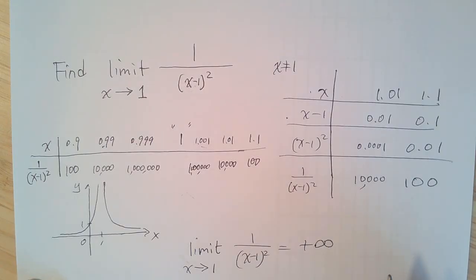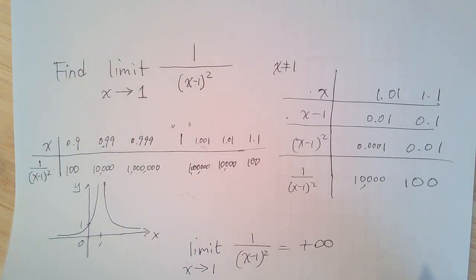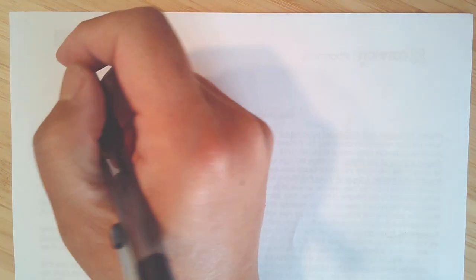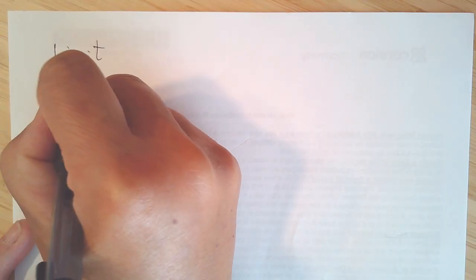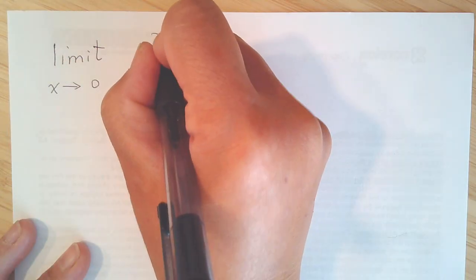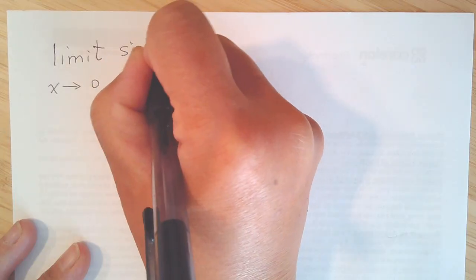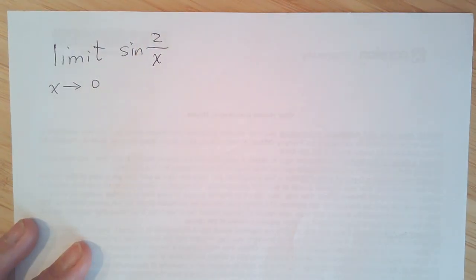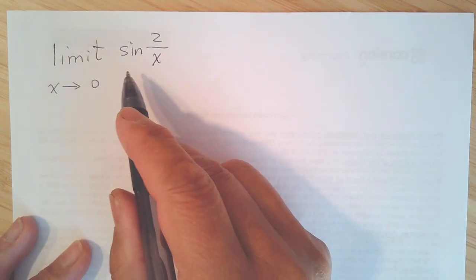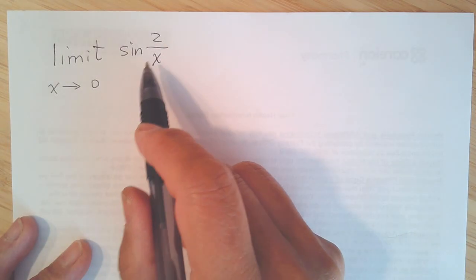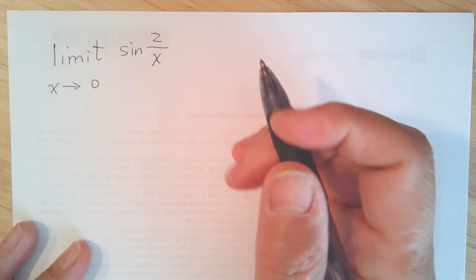All right, so far so good? All right, now we are going to work on the last example to show you that sometimes the limit doesn't exist. The question is this. Find the limit as x approaches 0 of sine of 2 over x. It's a very complicated function. Okay, so this limit as x approaches 0, sine 2 over x, what's the limit?